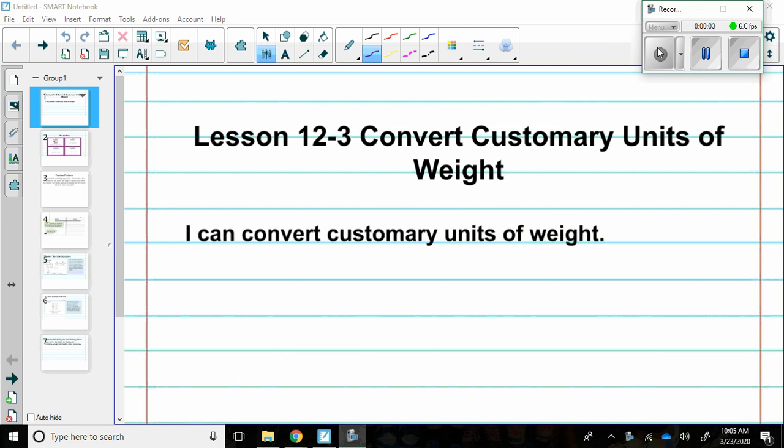Hi, fifth graders. Today's lesson is lesson 12-3, convert customary units of weight. Customary units of weight are what we use in the US to measure quantity of heaviness, and you will see those measurements in ounces or pounds or in tons.